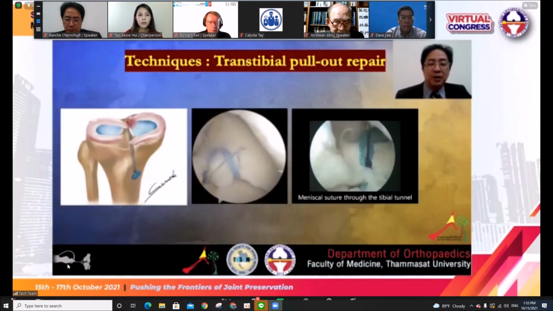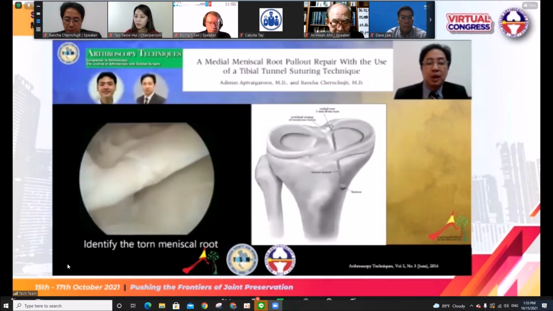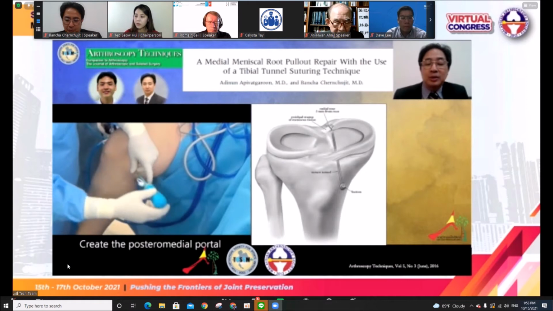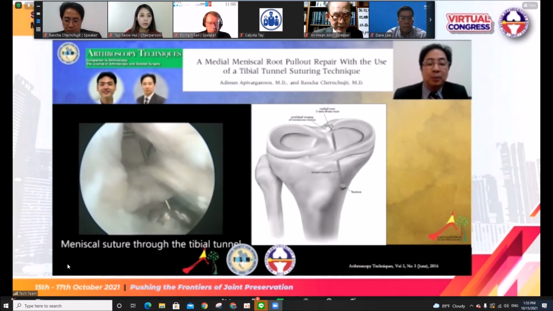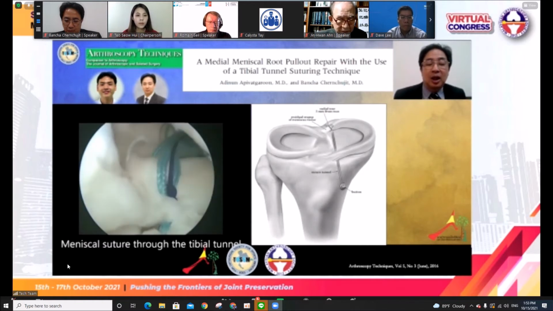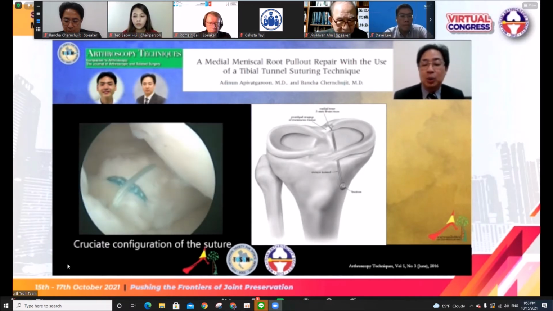Let's talk about the first technique, the trans-tibial pull-out repair. This is our technique published in 2016, medial meniscus pull-out repair with the use of a tibial tunnel suturing technique. We repair the root in a mesh and island configuration and secure it with a cortical button.